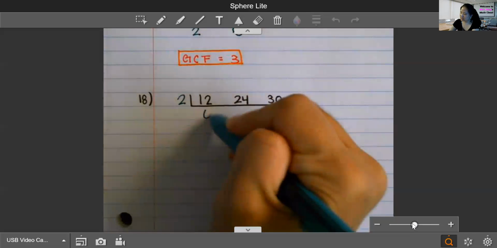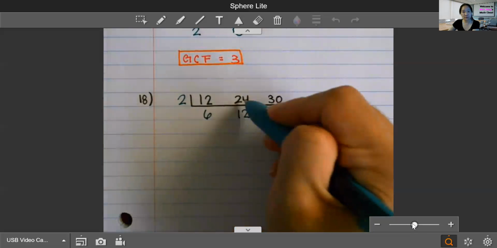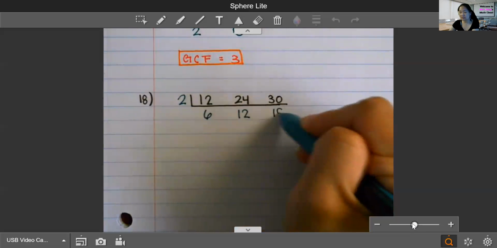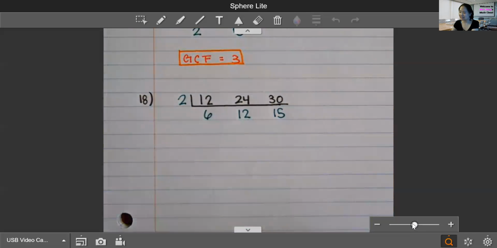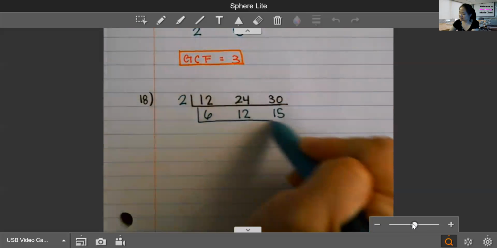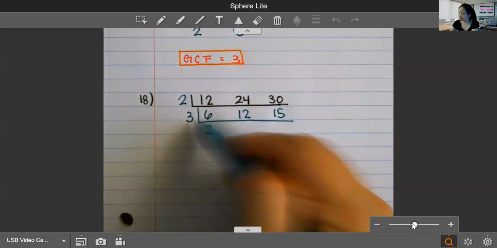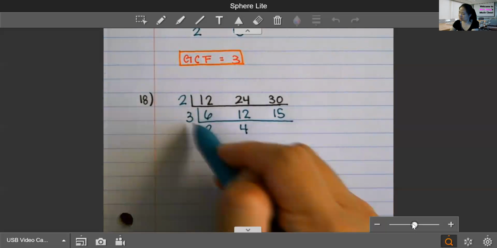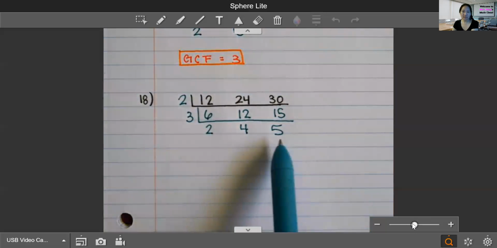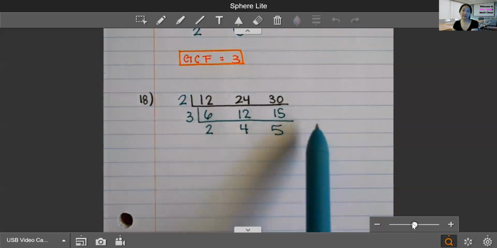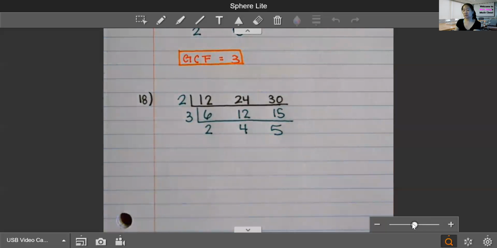So going in 6 times, 2 times 6 is 12. 2 times 12 is 24. And 2 times 15 is 30. Take a look here. Can you tell what common factor it still has? 3. You can still divide by 3. 3 goes into 6 twice. 3 goes into 12 4 times. And 3 goes into 15 5 times. Now look at the numbers. There is no common factor of 2, 4, and 5, which means you're done.